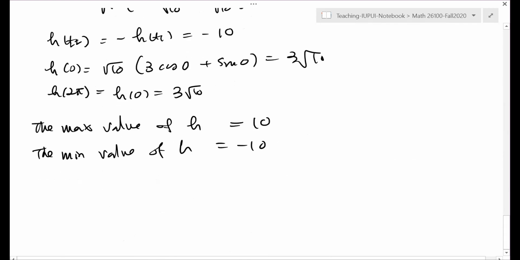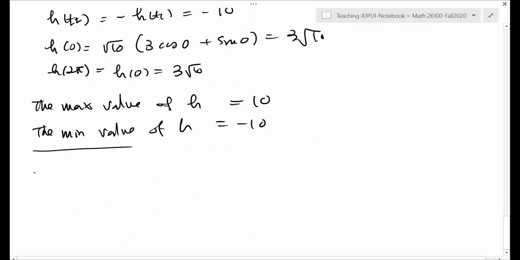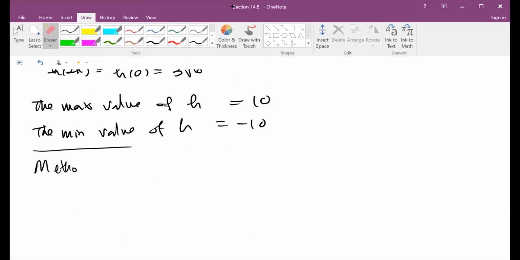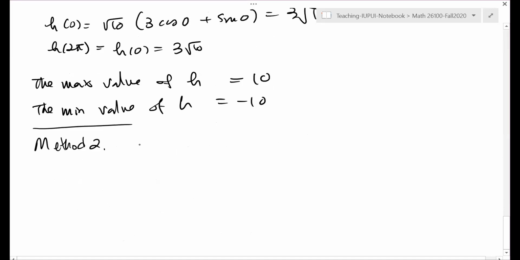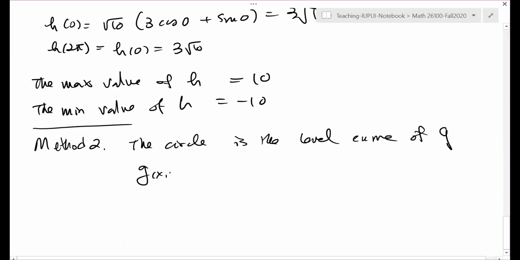But now we use our second method, and you will see that this second method is much more powerful, and doesn't need sine and cosine. First of all, the circle is a level curve. So g of x, y is going to be x squared plus y squared.